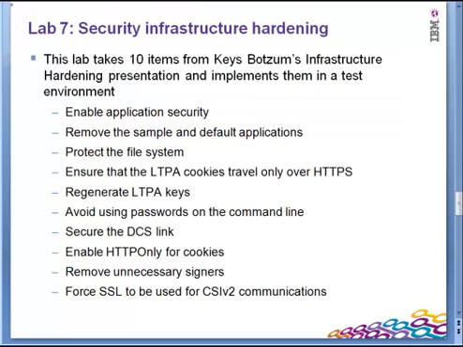Lab 7, Security Infrastructure Hardening, takes Kees Bootsem's infrastructure hardening presentation, if you're familiar with it. And it takes about 10, if I recall, suggestions that he makes for security hardening and implements them on our test environment. You can see a list here of some of the things that we do, like automatically regenerating the LTPA keys, or enabling HTTP only for cookies, or securing the DCS link, forcing SSL to be used for the CSIV2 communications, those sorts of things. So you actually get to do the hands-on that's associated with his talk.